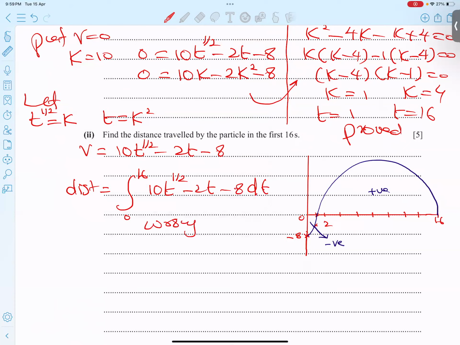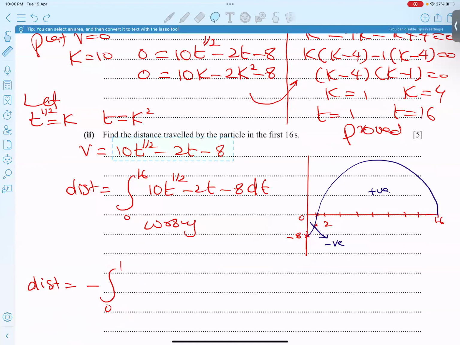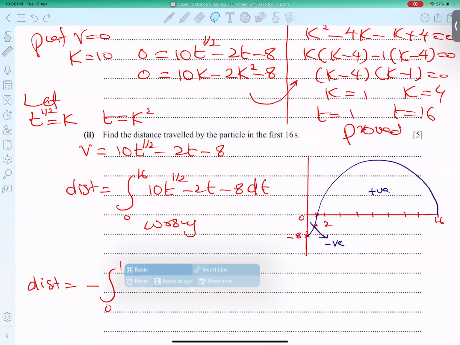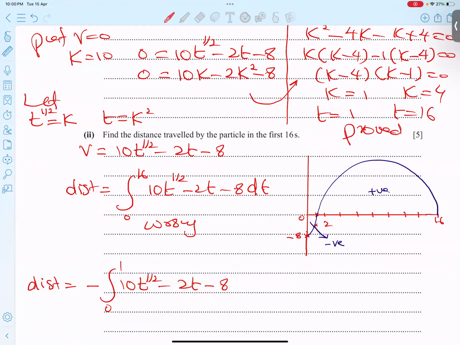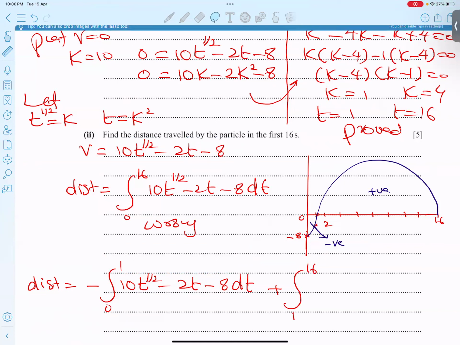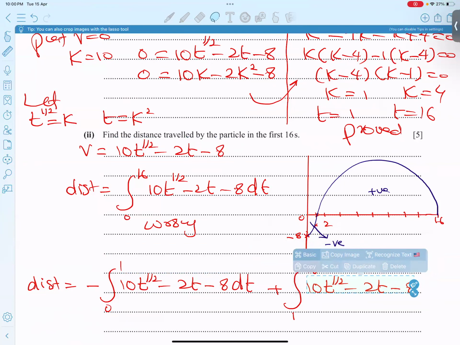So what is the right approach, which I'm writing now here? The right approach here is negative, 0 to 1. Why 0 to 1? Because 0 to 1 is below the x-axis. And I am copying this equation completely here, with dt, and plus, now I'm integrating from 1 to 16. Again, I'm putting in the values here.